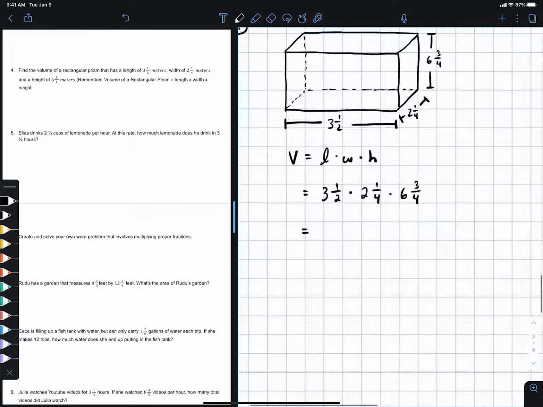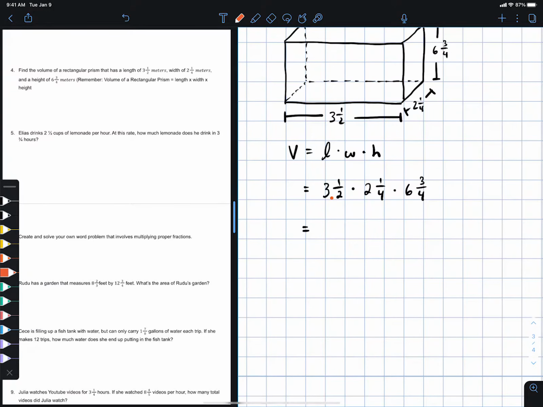So turning these into some improper fractions, 3 times 2 is 6, plus 1 is 7. So that's going to be 7/2. Then for this next one, 2 times 4 is 8, plus 1 is 9. So it's going to be times 9/4. And then 6 times 4 is 24, plus 3 is 27. So this will be 27/4.